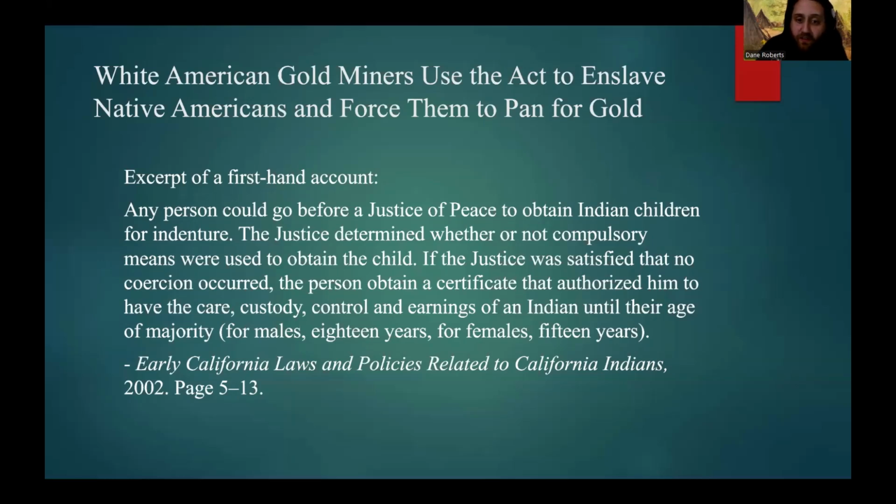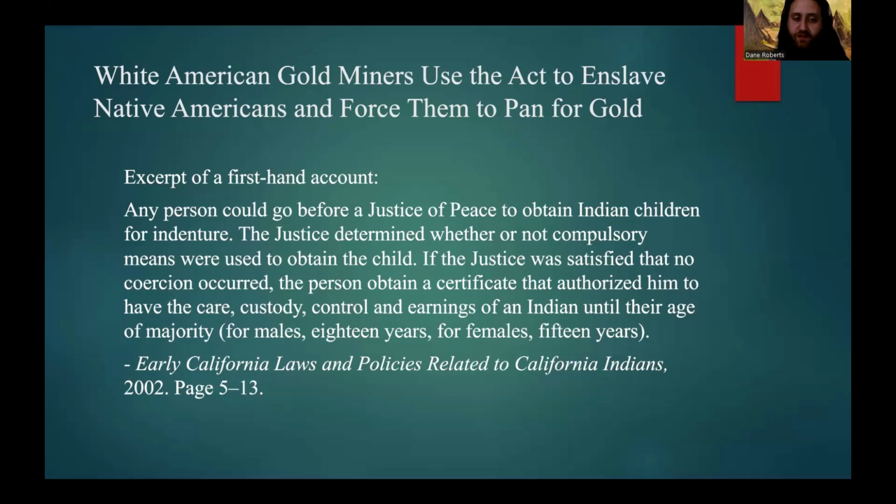The justice determined whether or not compulsory means were used to obtain the child. If the justice was satisfied that no coercion occurred, the person obtained a certificate that authorized him to have the care, custody, control, and earnings of an Indian until their age of majority. For males, 18 years. For females, 15 years.